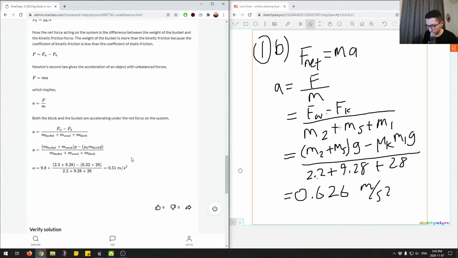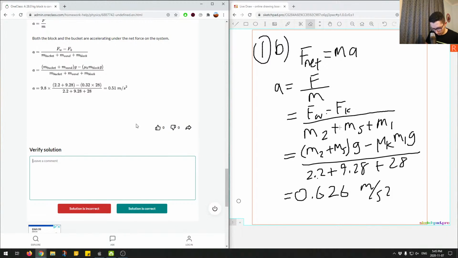2.2 plus 9.28 times 9.8 minus 0.32 times 28 times 9.8 divided by 2.2 plus 9.28 plus 28. Okay, so they've done the correct process. This is just a miscalculation. This should be 0.626 meters per second squared. So correct process and correct solution for part A.